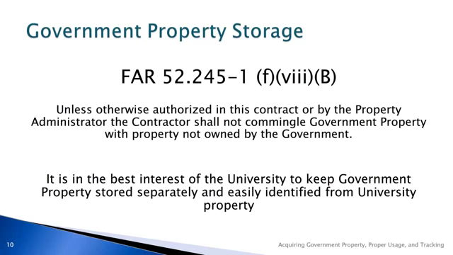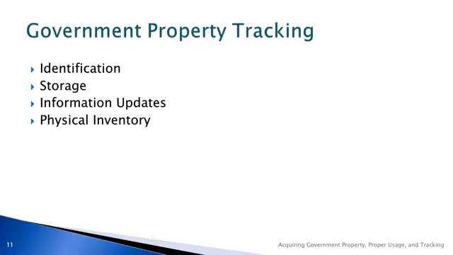All government property must be stored, whenever possible, separately from university property. It is to be visually identified as government property. If separate storage is not available or feasible, then all government property must be plainly and easily identified as government property. Since government-titled property must be reported annually, asset tracking is a mandatory process.